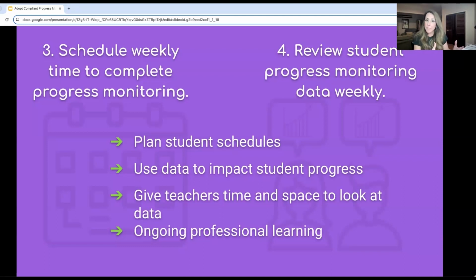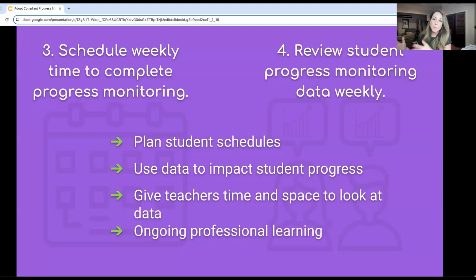So this requires planning to ensure students have time in their schedule each week to take their probes. A lot of our districts, because the probes show up in a student's dashboard every Monday, make sure there's a 15-minute window available on Mondays for students to complete their probes.